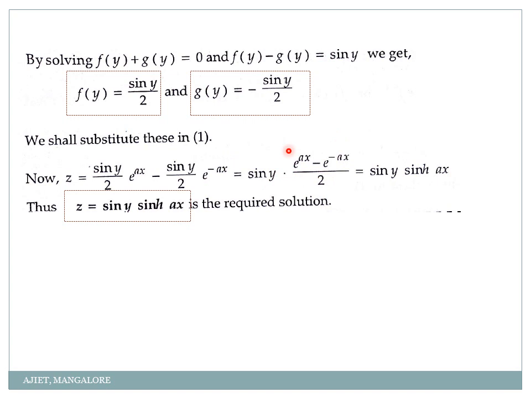Nothing to think more here. Just take sin y outside. What is remaining? e power ax minus e power minus ax divided by 2. So that is simply the definition of sin hyperbolic ax. That's it. Okay. So finally I'll get z is equal to sin y into sin hyperbolic ax, which is the required solution. Clear? Okay.